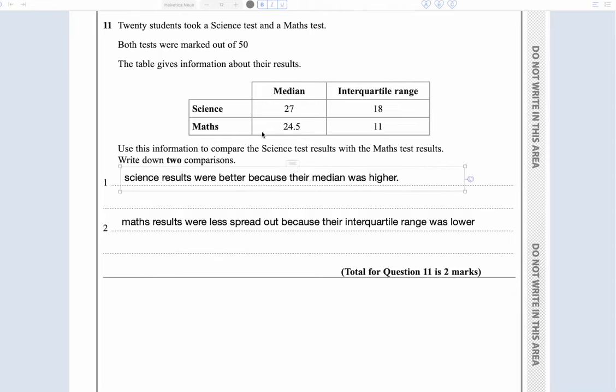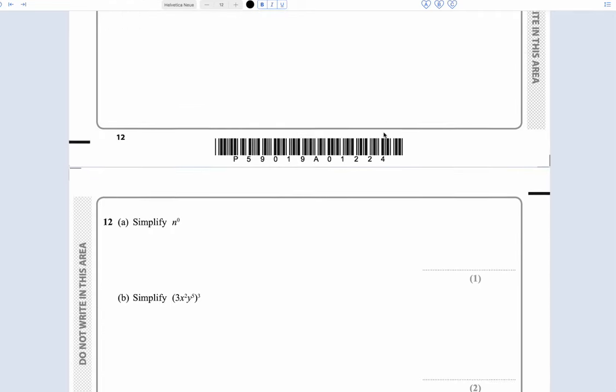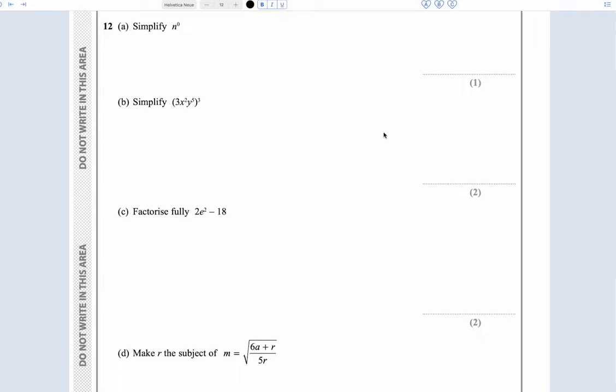Don't just write science median was higher, science interquartile range was higher. You won't get maybe any marks. I think you might get 1 mark for that, but you've got to say it in context. Like, what does that mean? This means that they were better results on average. This means they were more consistent. The math results were more consistent, or less spread out. Okay, question 12.